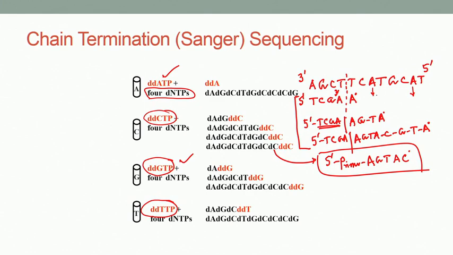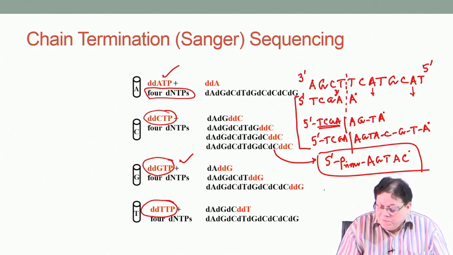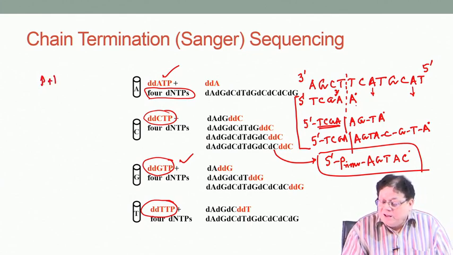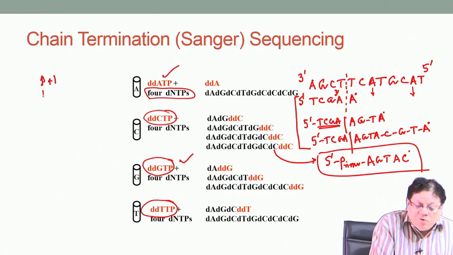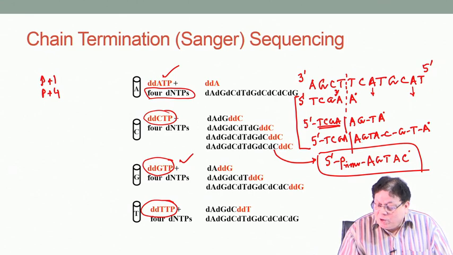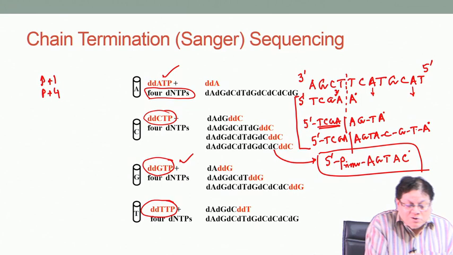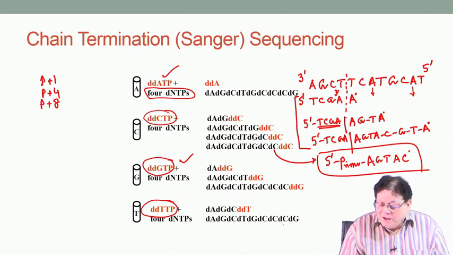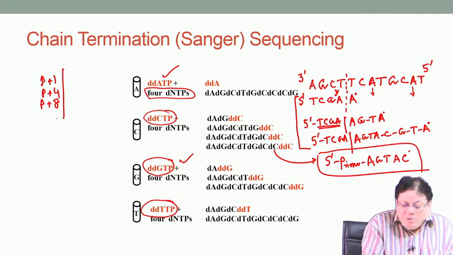Now, if you count these numbers, for the first test tube where you have added ddATP, you can get oligonucleotides which are primer plus 1. So, P plus 1, primer plus only one nucleotide. Also, you will get primer plus 4, and in another one, you will get primer plus 1, 2, 3, 4, 5, 6, 7, 8. So, primer plus 8, 8 nucleotides are joined. In the case of C, you will get primer plus 5, I could see.